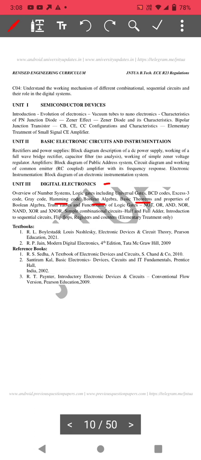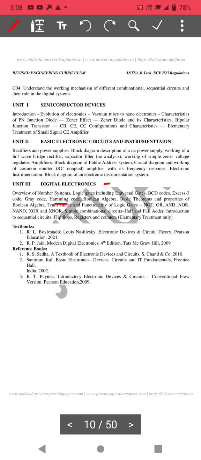Hamming code and gray code are very important. You can see BCD code, which is very simple. XS3 code is also simple, but the difference is that gray code and Hamming code are unweighted codes, non-weighted codes. How to convert a number into gray code, how to convert a number into Hamming code, that is very important.